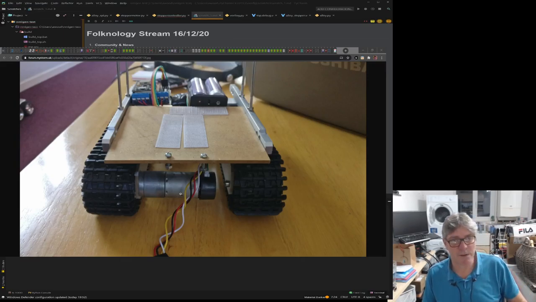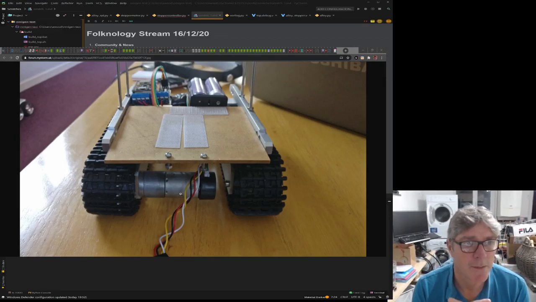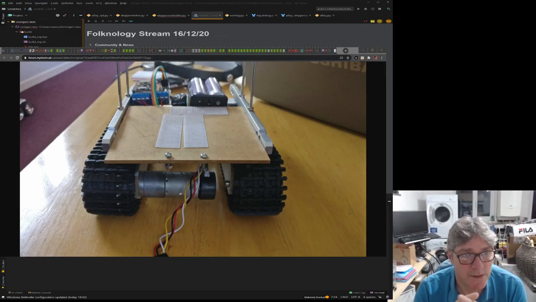I'd love to use brushless motors, but that's just too much to start with. Maybe we can advance to those later. So we do some brushed motors for this.